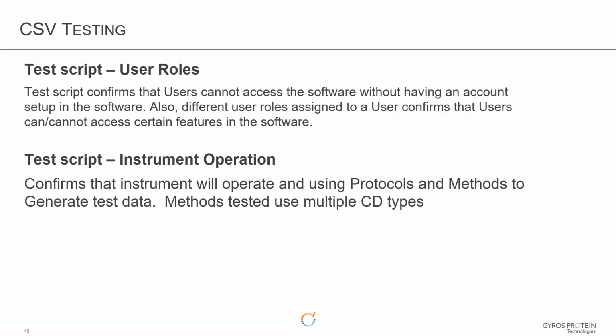So in terms of CSV testing, in general, the test scripts for actually doing CSV testing would include things like looking at user roles, looking at the users and how they're administered as part of the software, and then actually operating the instrument. Because software and the instrument are interconnected, to actually run the instrument you have to operate the software. So even when you're doing your equipment qualification, this incorporates using the software. So it's important that we test the operation of the software. And then from a Gyrolab perspective, the option of looking at different methods using multiple CD types would be included, for example.